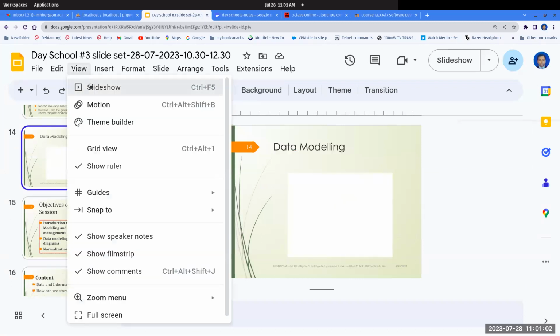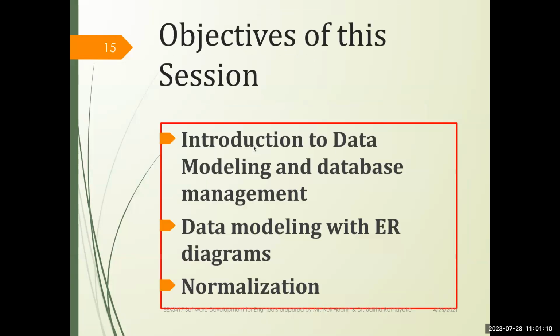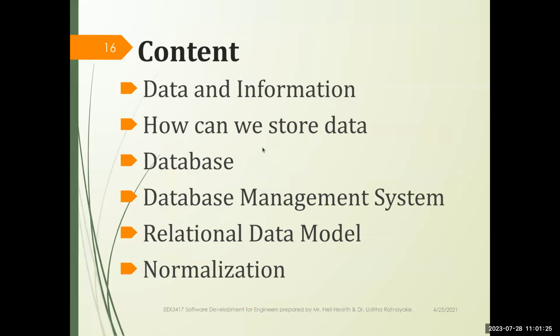Data modeling. Data modeling consists of these parts: introduction to data modeling and database management, data modeling with ER diagram, and normalization. Now, the content is data and information. How can we store data? Database management system, relational data model, normalization.